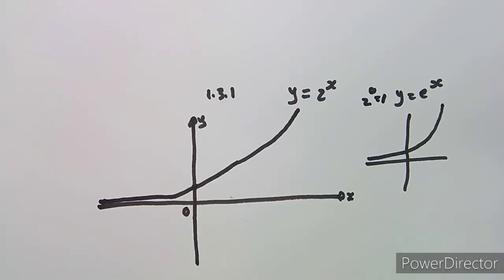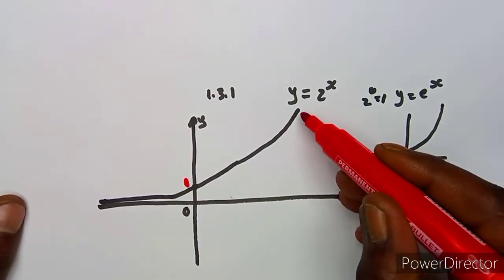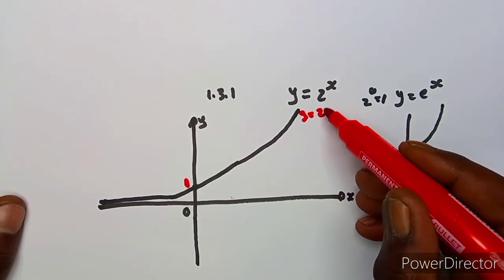All right, so this point here, that's a 1 here. So this is y is equal to 2 to the exponent of x.